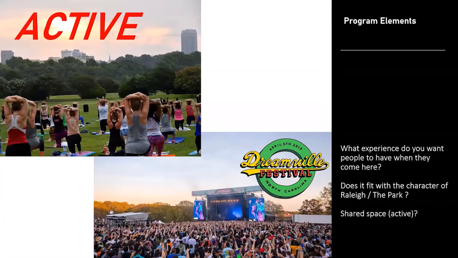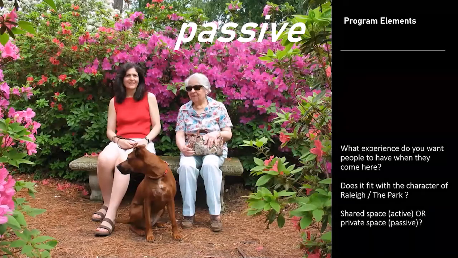And so think about what fits in with the character of Raleigh and the park. We know Dorothea Dix has been used as a big festival location, but we also know that they do a lot of other programs like yoga, but a lot of those require a large open space. We might not have as much space, so start to think about that and how active it is. Or is it something that's more passive where we're really just talking about a bench to sit on and enjoy, kind of a garden space?